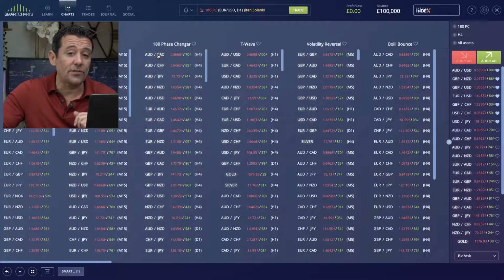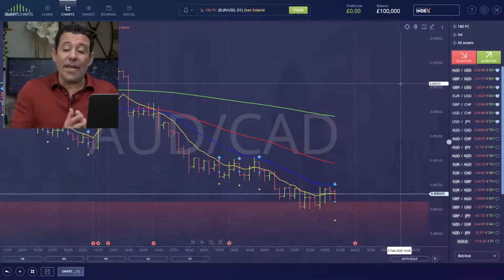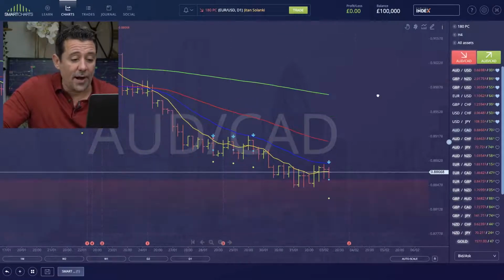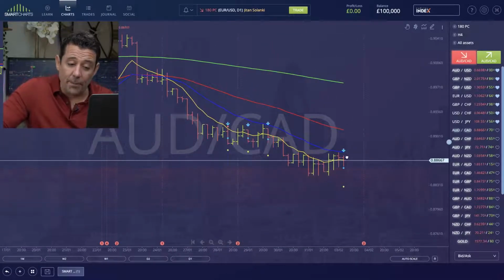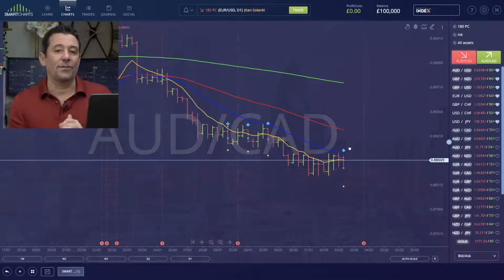So take a look, for example, at the 180 phase change. Let's take the first strategy or the first currency at the top of the list. And this is the Australian dollar against the Canadian dollar. I don't need really any strategy. I don't need any indicators on this screen. I simply grab my grab tool, take one look at it. I see there is a blue arrow pointing down, which says you should be selling this currency pair.